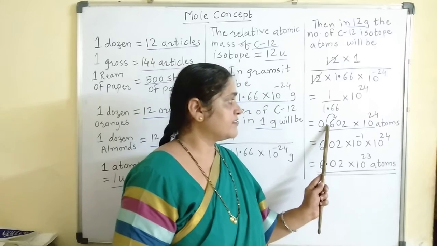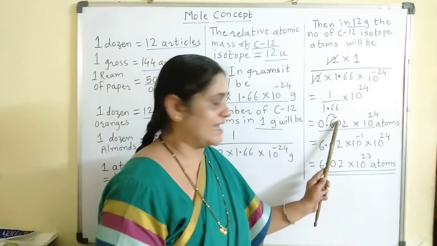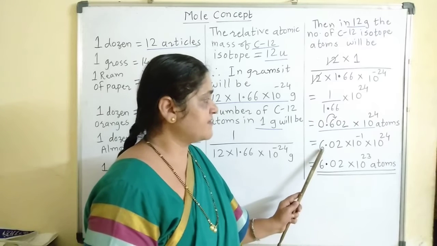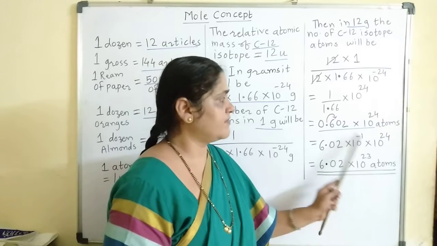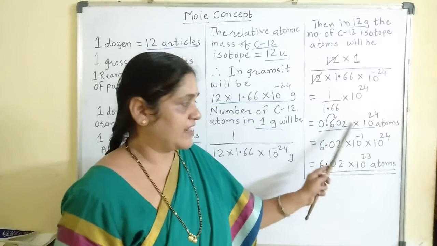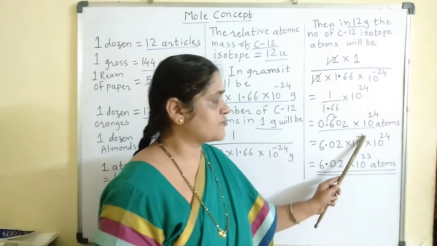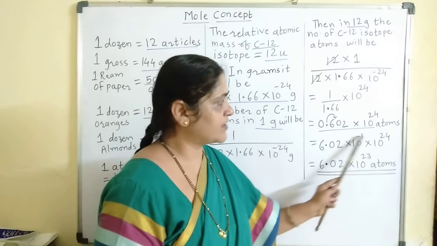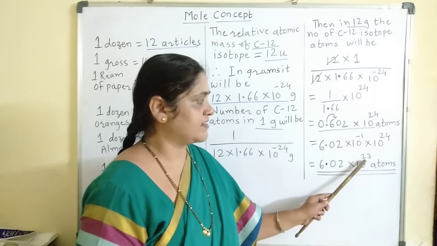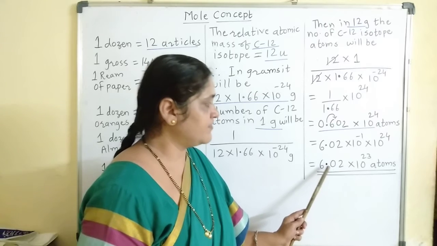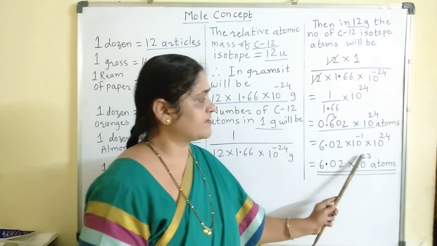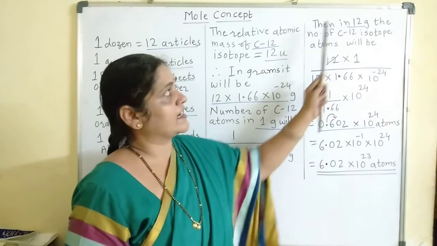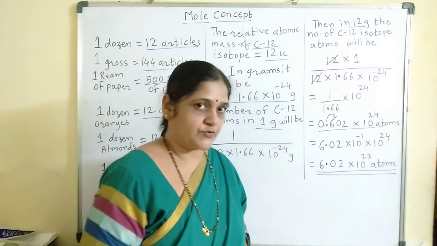Now this decimal point I want to shift to the right-hand side after one digit, that is after 6. Then it will be 6.02 into 10 raised to minus 1. As I have shifted the decimal point to the right, I have to write 10 raised to minus 1 into 10 raised to 24, right? Now we can do the subtraction of the exponents, 24 minus 1, it will be 10 raised to 23. So our final answer will be 6.02 into 10 raised to 23 atoms. These many atoms are present in 12 gram of carbon 12 isotope, right?